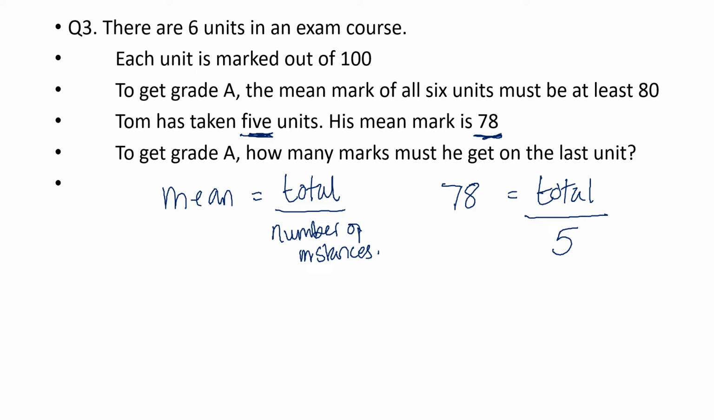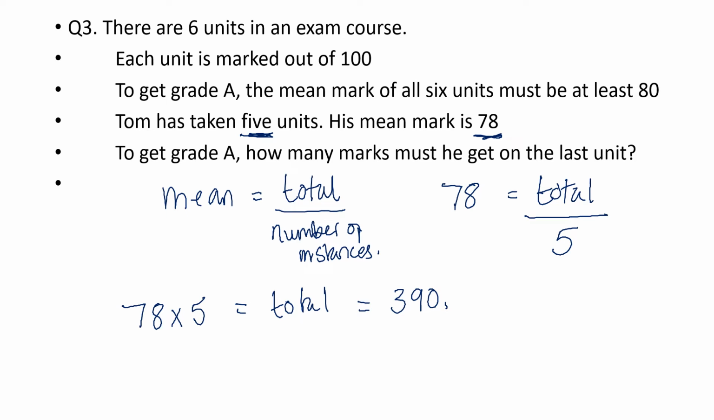So from that, if we multiply both sides by 5, we can work out the total, which is 390. So Tom has already got 390 marks.